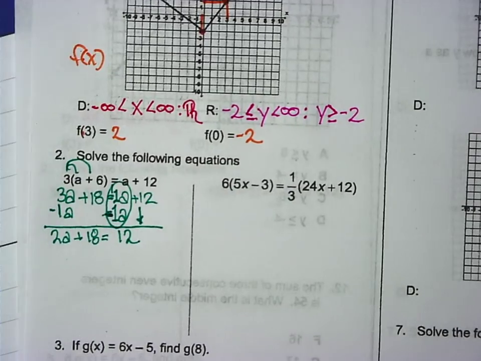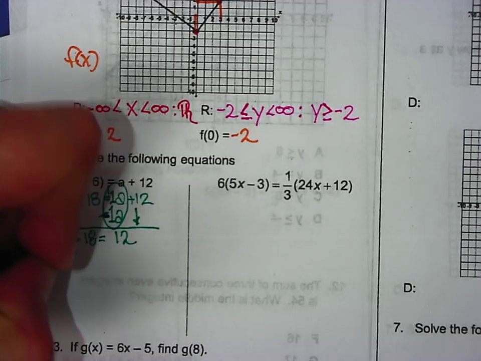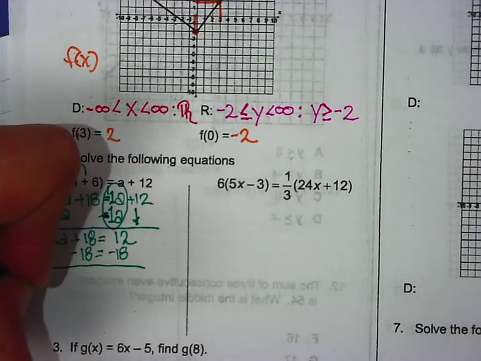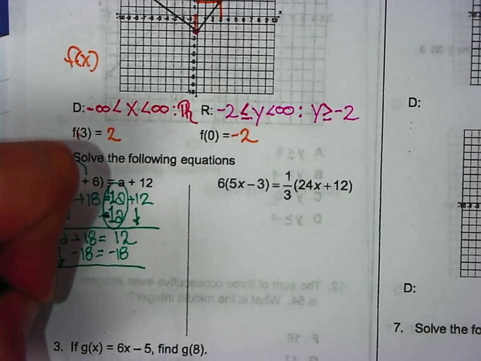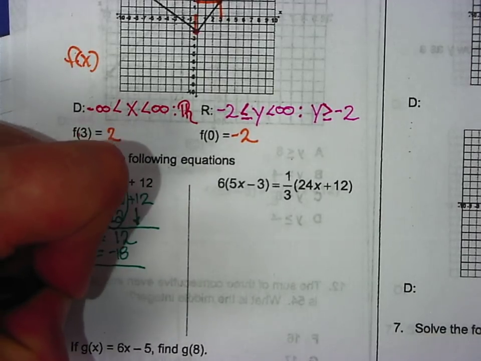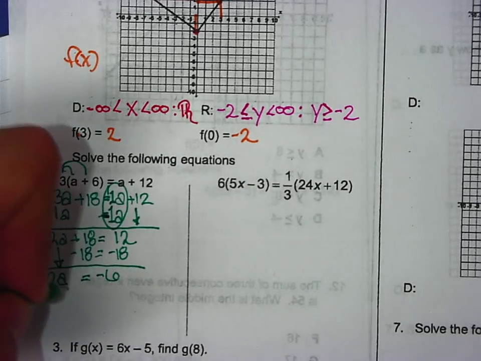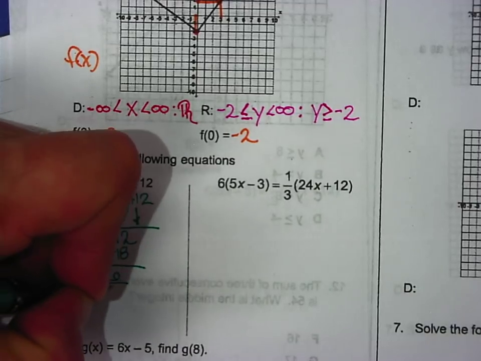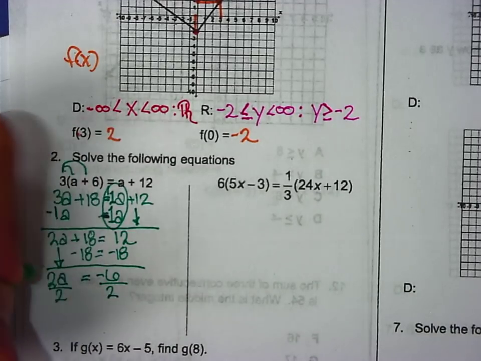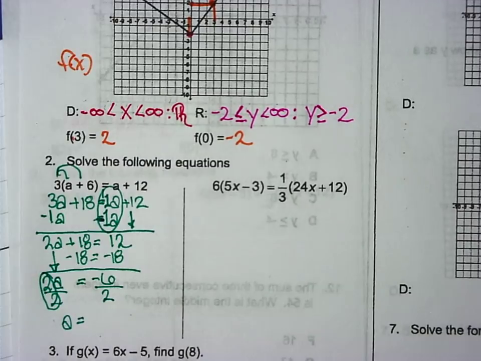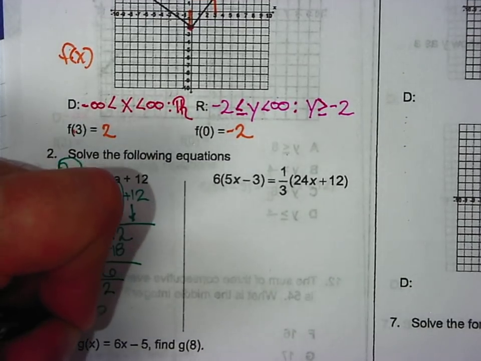Now it's just a two-step equation. I'm going to subtract 18 from both sides. When I do that, the 2a falls down, equal sign, 12 minus 18 is -6. Divide both sides by 2 to isolate the a by itself. Then 2 divided by 2 is 1a equals -6 divided by 2 is -3.